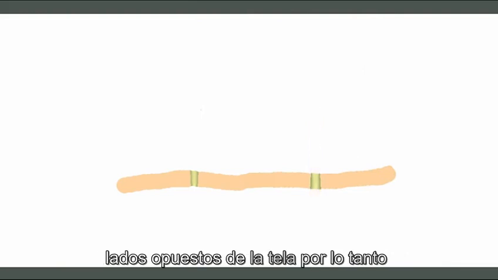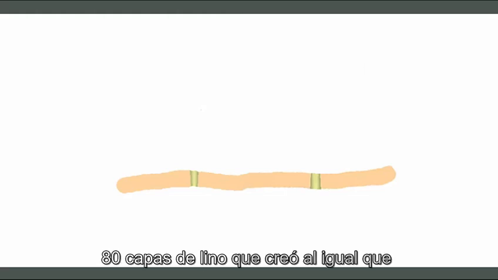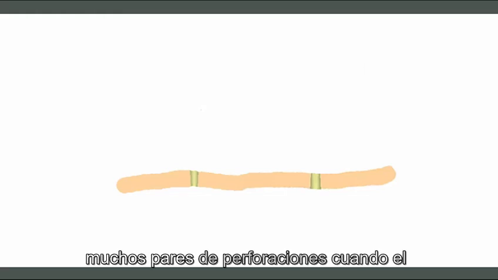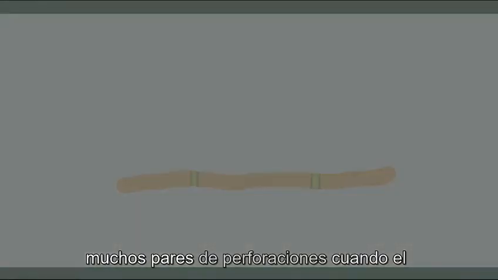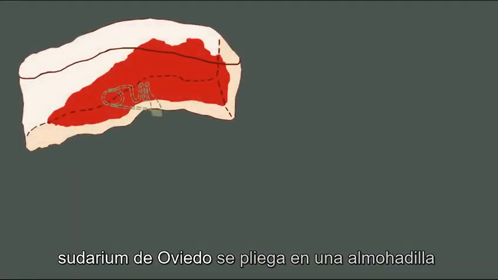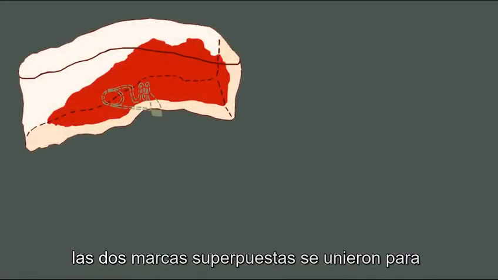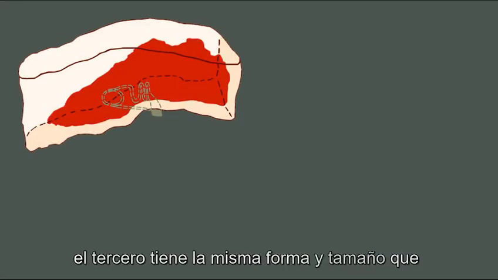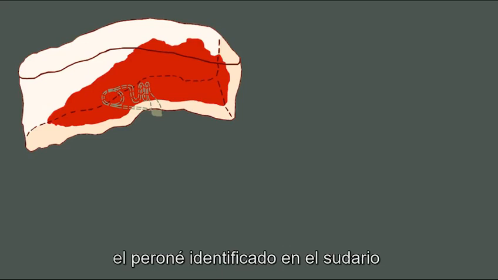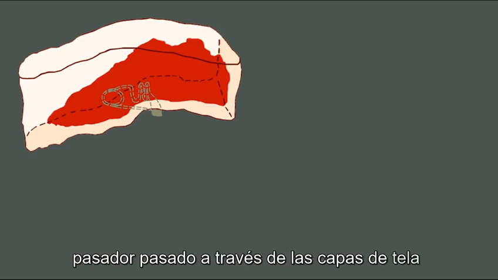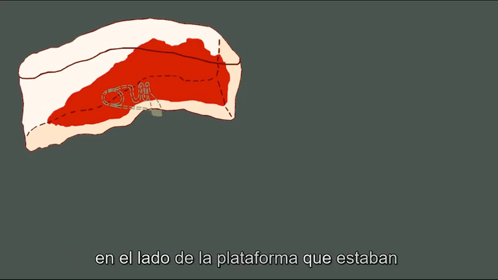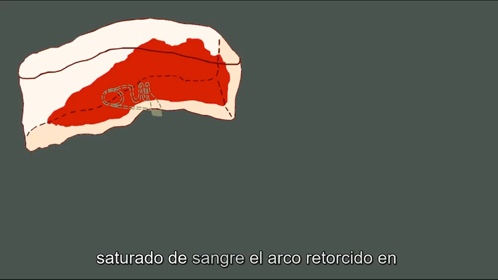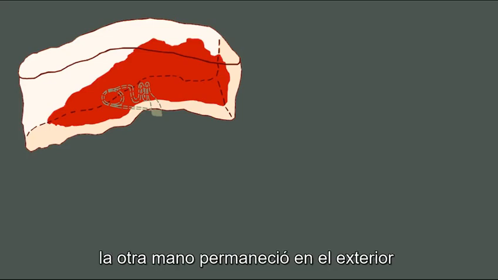the cloth. Therefore, when the pin pierced almost all of the 80 layers of linen, it created just as many pairs of perforations. When the Sudarium of Oviedo is folded into a pad, the 2 superimposed marks, joined with a third, are the same shape and size as the fibula identified on the shroud. The pin passed through the layers of cloth on the side of the pad that was saturated with blood. The twisted bow, on the other hand, remained on the outside.